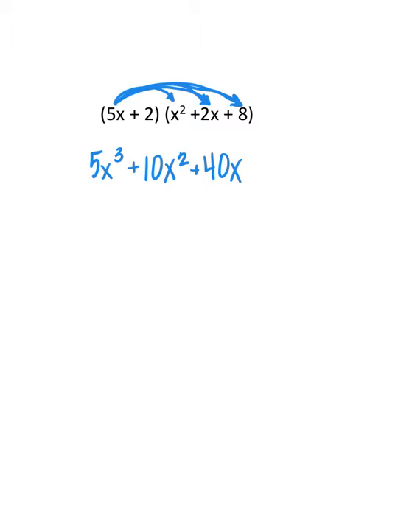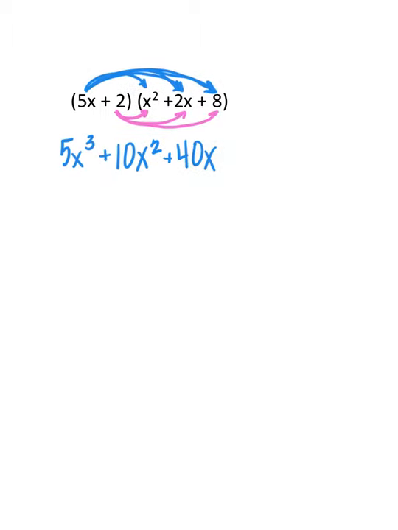Now I'm going to go through and do the same thing with my 2. And I get 2 times x squared is 2x squared. 2 times 2x is 4x. And 2 times 8 is 16. So now I'm going to combine like terms. There's nothing that goes with my 5x to the third, but I have 10x squared and 2x squared. And then I have a 40x and a 4x that will go together.